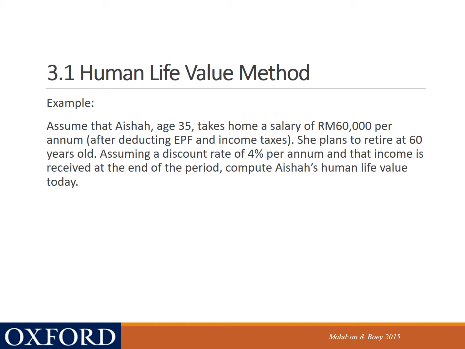So assuming that Aisha were to take up a policy, we have to assume that death might occur tomorrow. That's why we are computing the present value of this annuity, so that the beneficiaries will receive the 60,000 per annum, annually.